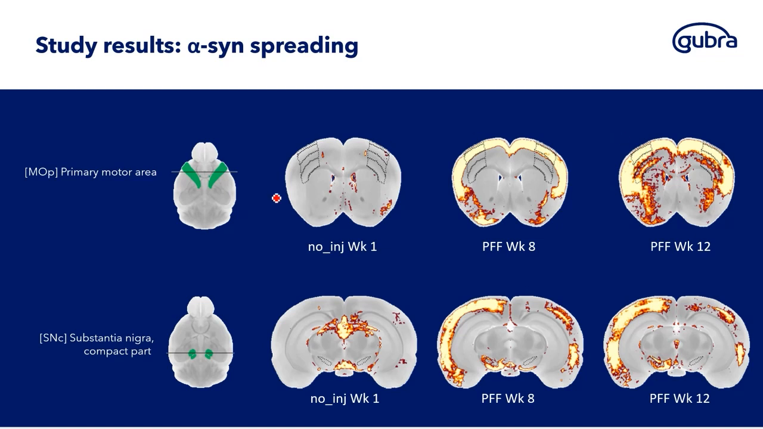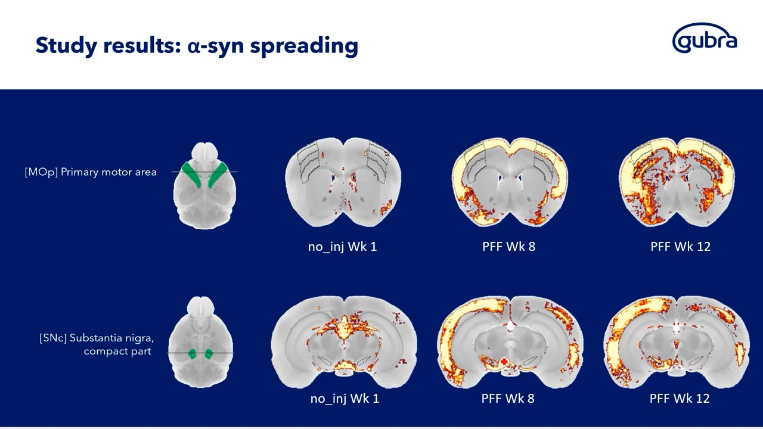We also have an example from the middle part of the brain here, highlighting coronal sections around the substantia nigra. And again, you see here that in the non-injected group, the signals are the lowest. If you move to the 8-week group, you will notice again a large spread in the cortical areas, but also around the substantia nigra, which are located here with the dashed lines.